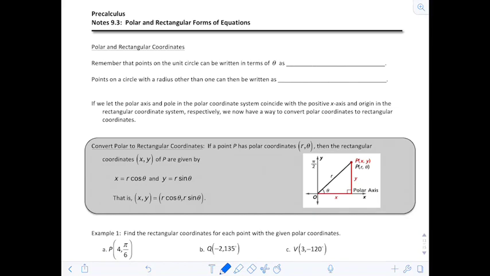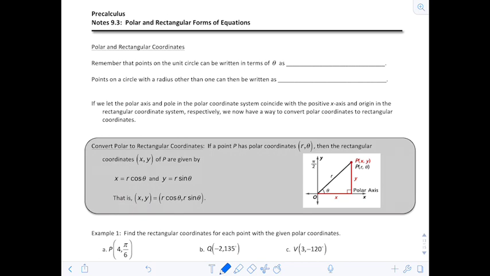Okay, 9.3, polar and rectangular forms of equations. So in this section, we're going to look at going back and forth between the two forms from polar coordinates to rectangular coordinates. As we get started, think back to chapters 4 and 5 maybe, where we talked about points on the unit circle and we related them to our trig functions.